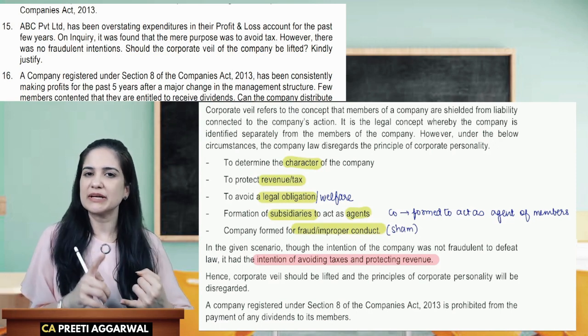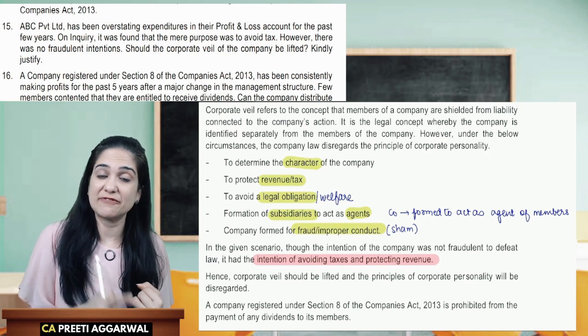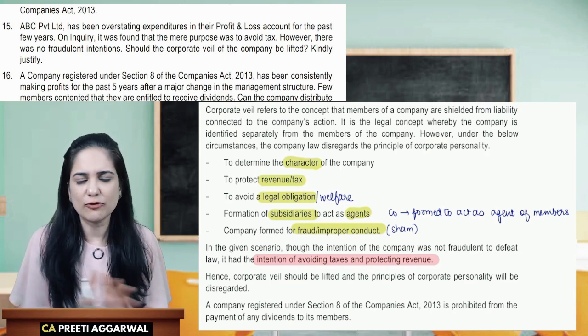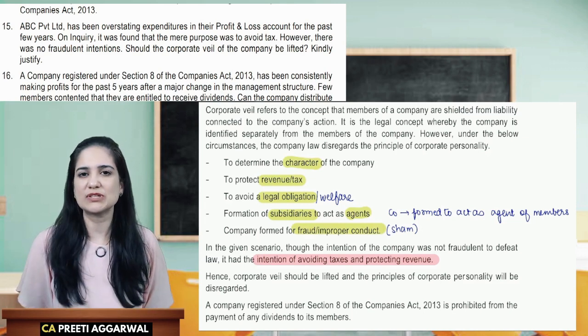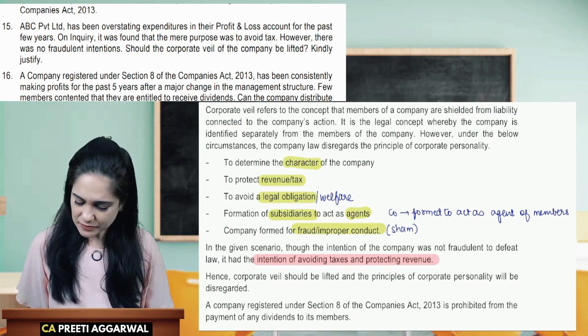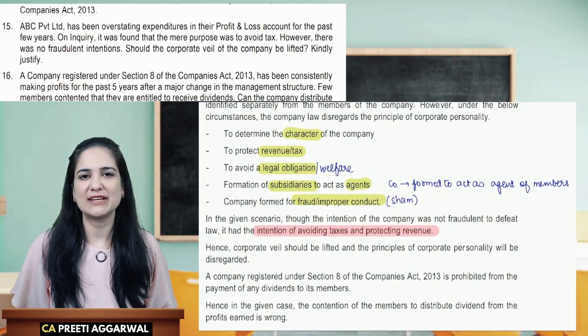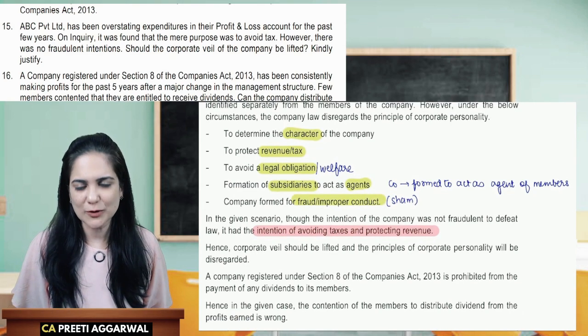So to determine the character of the company, whether the company is a friend or an enemy company, we will lift the corporate veil, particularly during war. Daimler Company Limited, yes, that was the case law which you must have studied here. To protect the revenue or tax, over here we have discussed the case law Dinshaw Manajik Petit versus Unknown.